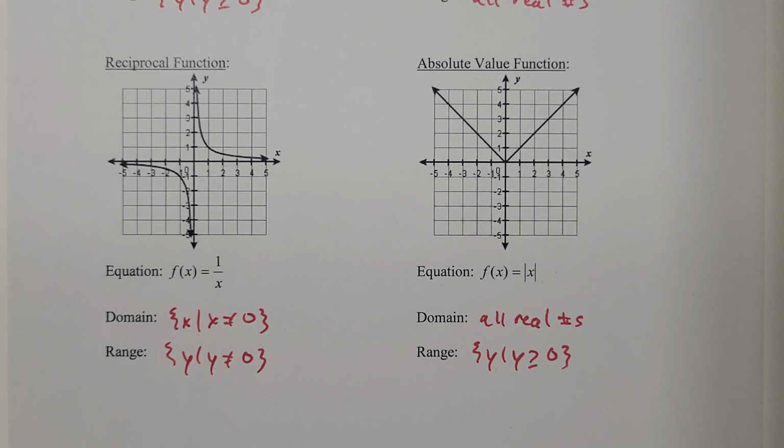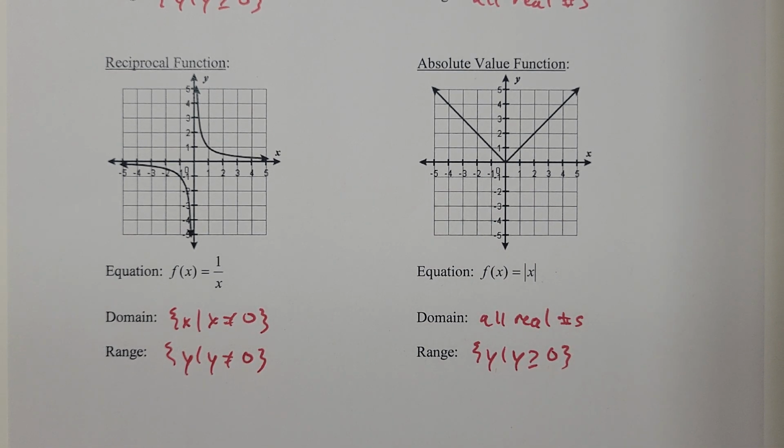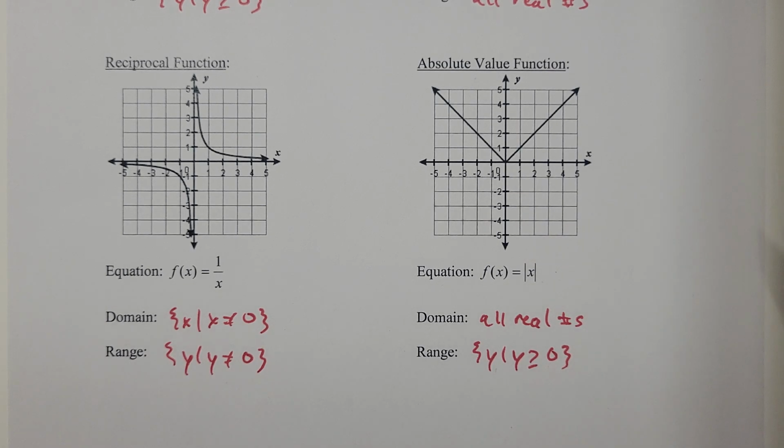The absolute value function, the most basic graph, is y equals the absolute value of x, and that's always a v-shaped graph centered at the origin, facing upward. So the domain is all real numbers. I can let x be anything I want. In other words, I can take the absolute value of any number I want.